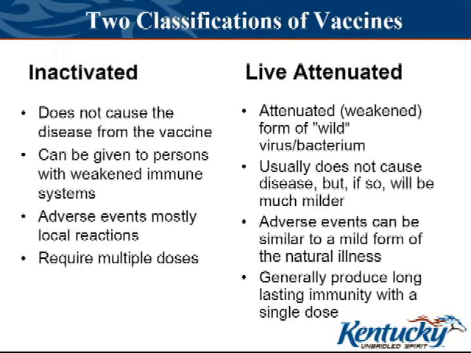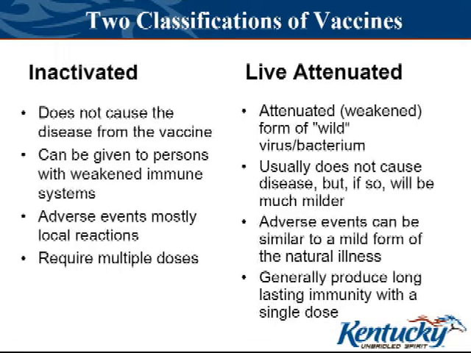There are two classifications of vaccines. Inactivated vaccines are made inactive during production, and they do not replicate. These vaccines cannot cause the disease from the vaccine, so it's okay for us to give that to someone who's immunodeficient. They have mostly local side effects, and a person generally needs 3 to 5 doses in order to produce immunity.